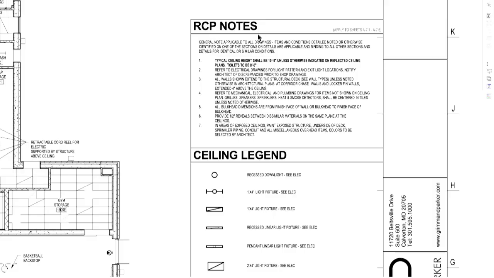Now, let's look at the RCP notes. These are general notes, so this applies to all of the drawings in this set. And so let's read those with that in mind. It tells you here, this applies to sheets A7.1 through 8. So these are all the RCP sheets. Note number 1 says, typical ceiling height shall be 10 feet unless otherwise indicated on the reflected ceiling plans. And the toilets are to be 8 feet.